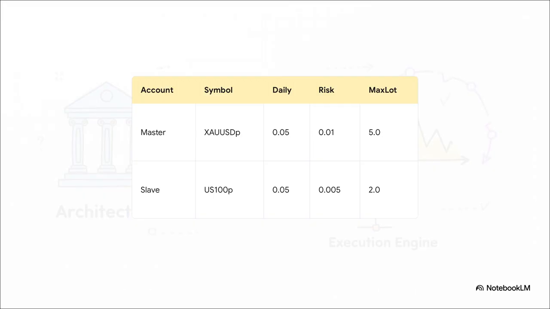For example, in the new Fintokei account CSV file, the system simply searches for 2 keys, the account name and the symbol. So, for the Master Pro account, trading gold, you can easily set a 1% risk per trade. But for the Slave Challenge account, trading NAS 100, you can dial that down to a 0.5% risk and cap the max lot at 2.0. All of this is done in a simple spreadsheet. You never have to touch a single line of Python code to make these adjustments.